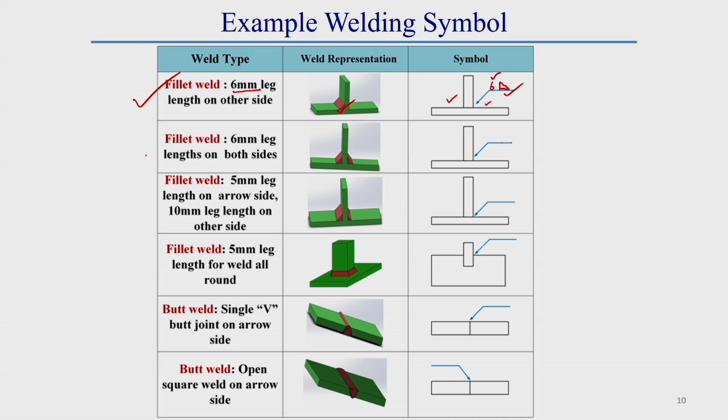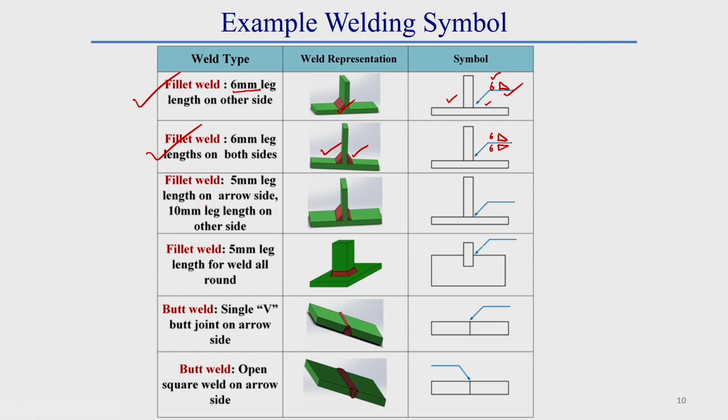Let us take a second example. Here, on both the arrow side as well as the far side we did the welding operation. What should be the welding symbol for this case? Here we did 6 mm leg length fillet welding on both sides. So we have to draw a fillet weld symbol on the top side and also on the bottom side. After that, the leg length of both welds is 6, so here also 6.